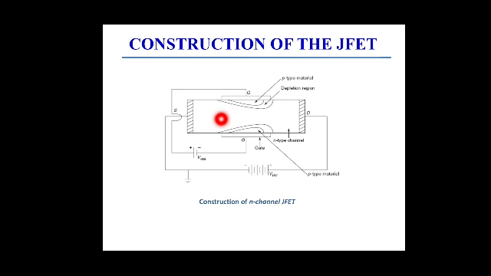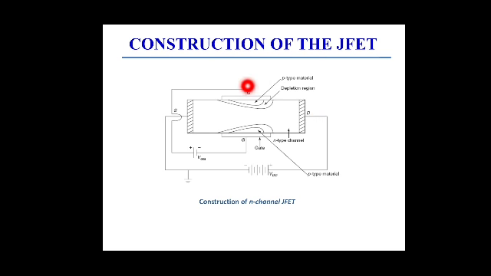And from the drain terminal they will leave the channel. Whether it is n channel or p channel, the carriers enter into the channel through the source terminal, and the carriers leave the channel through the drain terminal. Okay, so that is the thing.